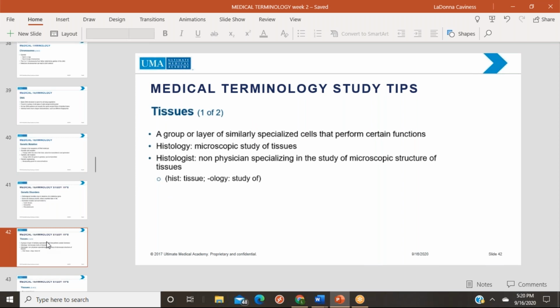Tissues, a group or layer of similarly specialized cells that perform a certain function. Histology, microscopic study of tissues. Histologist, non-physician specializing in the study of microscopic structures of tissues. And this is what this medical term looks like broken down. HIST refers to or means tissue, and ology again is the study of.